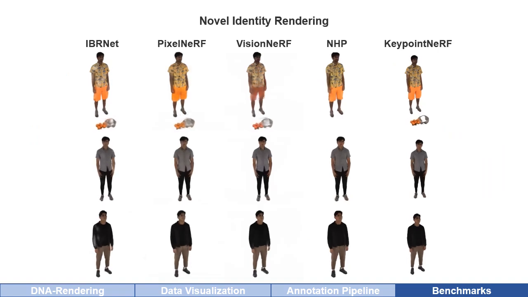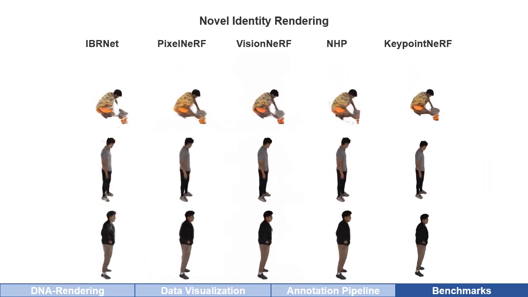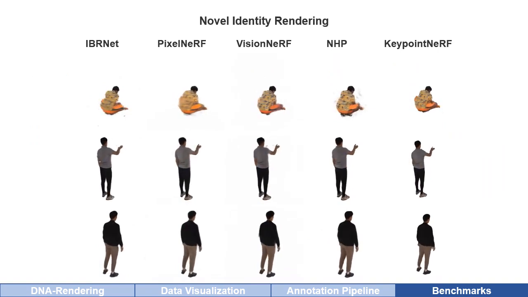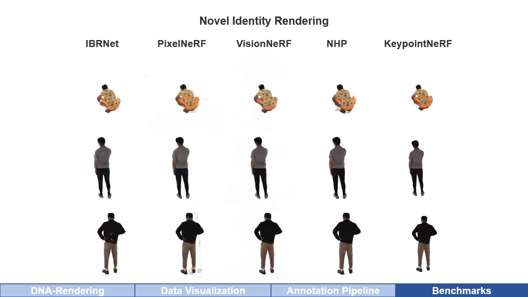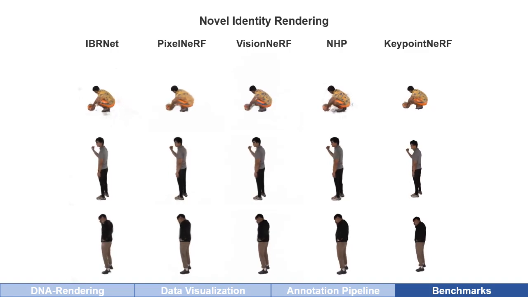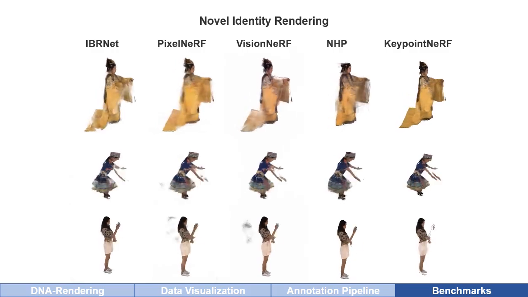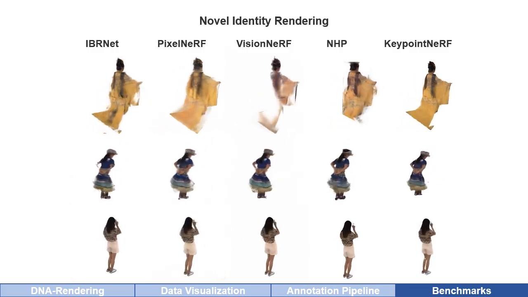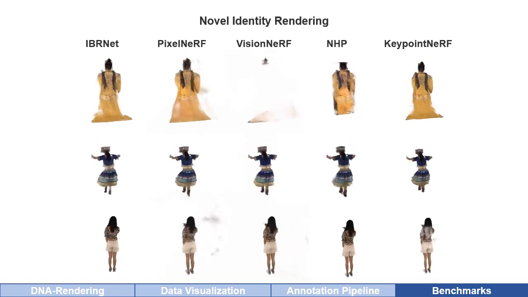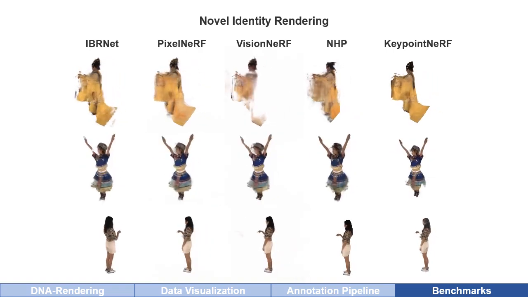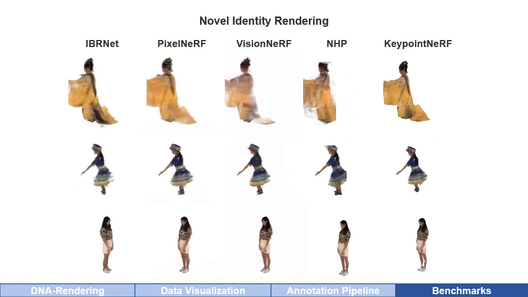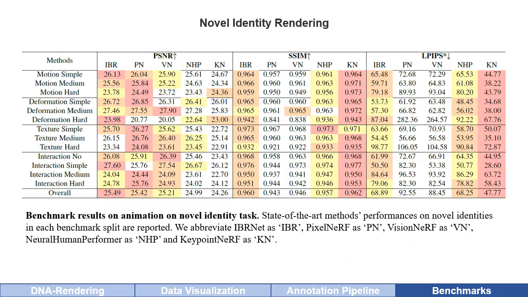We also benchmark 5 state-of-the-art generalizable NeRF methods on novel identity rendering: 3 category-agnostic methods, PixelNeRF, IBRNet and VisionNeRF, and other 2 human generalization methods, Neural Human Performer and KeypointNeRF. We train these methods on 400 performances with balanced distribution across all dimensions and difficulties and evaluate the rendering quality on novel identities. Generally, the generalization methods with human prior outperform category-agnostic methods, especially when difficulty increases.